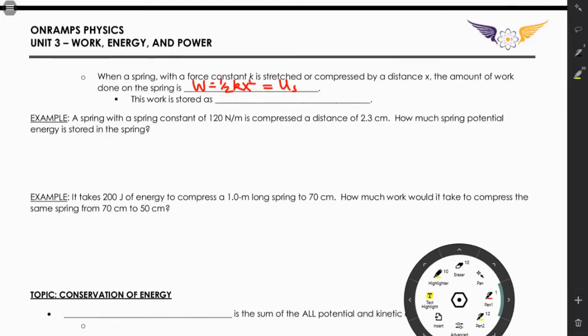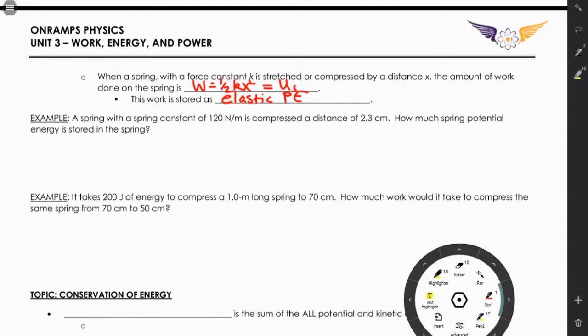Because when you stretch a spring, you're giving it potential energy, and you're doing work on the spring. The work is stored as elastic potential energy. So when you stretch that spring, you're giving it this elastic potential energy, and then when you release it, it gets converted into other forms of energy, gravitational potential energy, kinetic energy. All right. Now let's just look at a couple of equations with this.